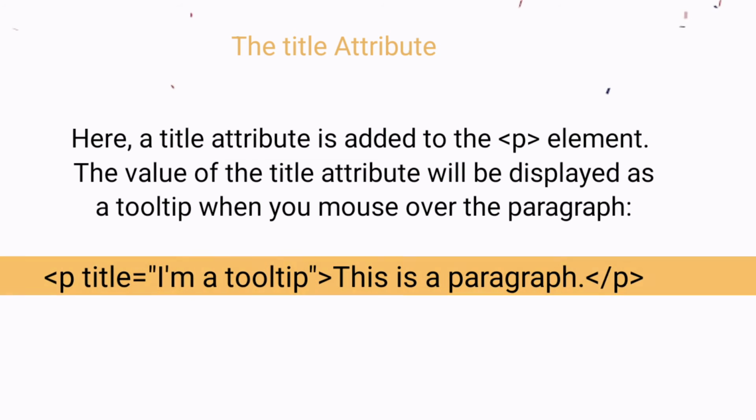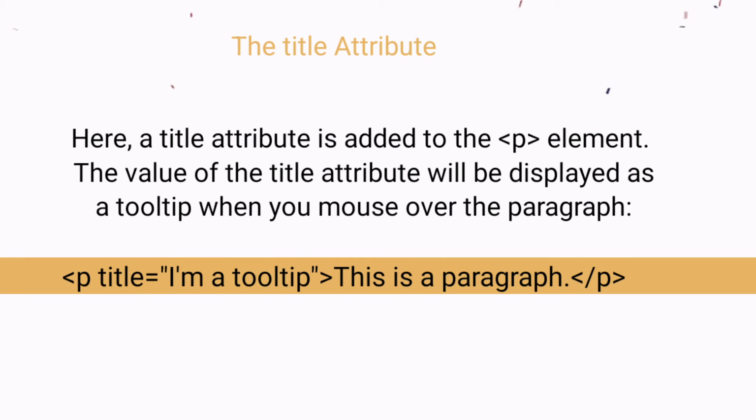The title attribute. Here, a title attribute is added to the p element. The value of the title attribute will be displayed as a tooltip when you mouse over the paragraph.